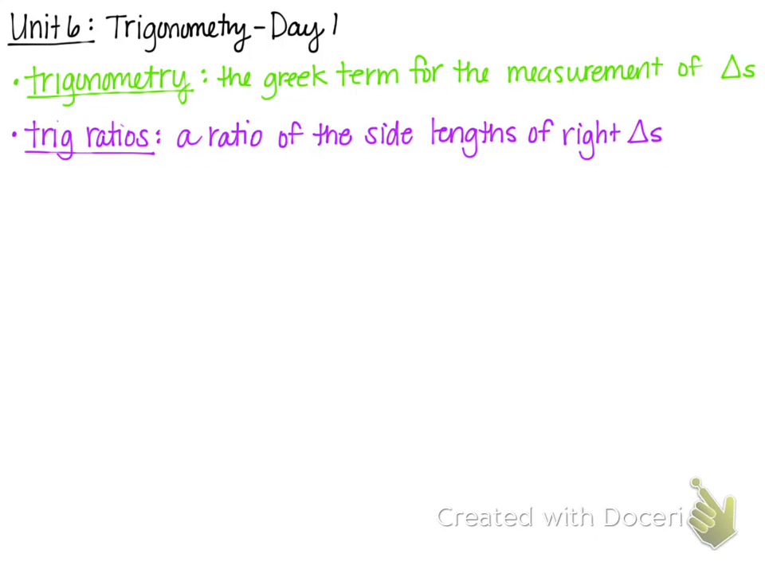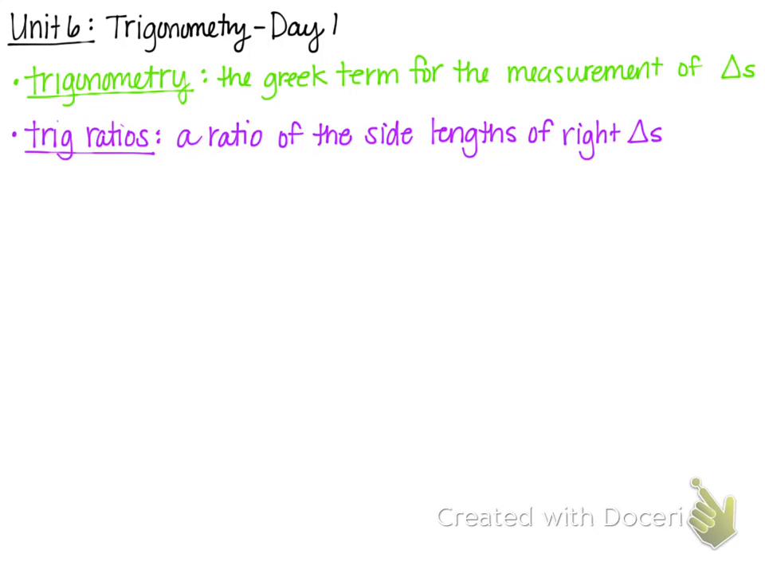Today we're going to start talking about trigonometry. You ever wondered what those buttons on your calculator are that say SIN, COS, and TAN? Well, I've got the answer for you today. Trigonometry is known as this Greek term for the measurement of triangles. Now, we're talking about right triangles in particular today. We'll talk about other triangles later on next week.